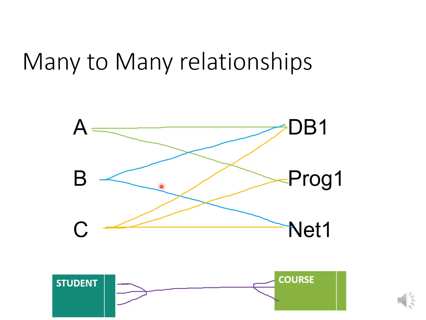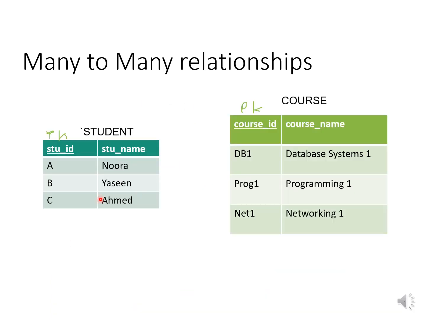So you will have to identify the relationship and then change it. Student B is enrolled into DB1 and networking 1, and C is enrolled in all three. So when you look at it, one student is enrolled into one or more courses, and one course can have one or more students. So this is our scenario. This is our primary key and this is the primary key for this particular course.